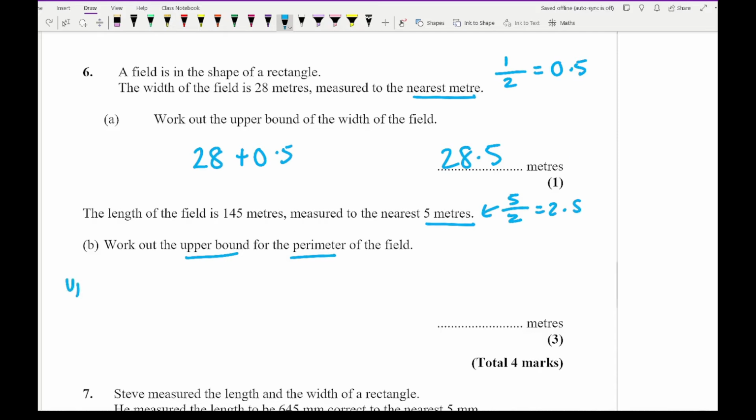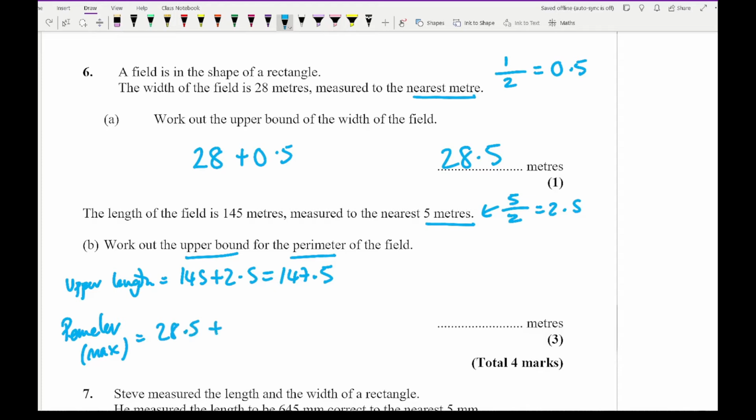Well, the upper length is going to be 145 plus 2.5, which is 147.5. And to work out the perimeter, I need two lengths and 2 widths. So the perimeter in terms of the max is going to be the upper bound of the width, which is 28.5, plus the upper bound of the length, which is 147.5, and I need 2 lots of that. So let's just either add another lot or times it by 2.